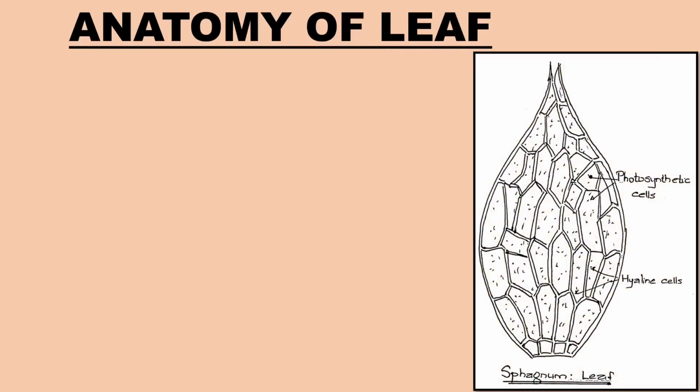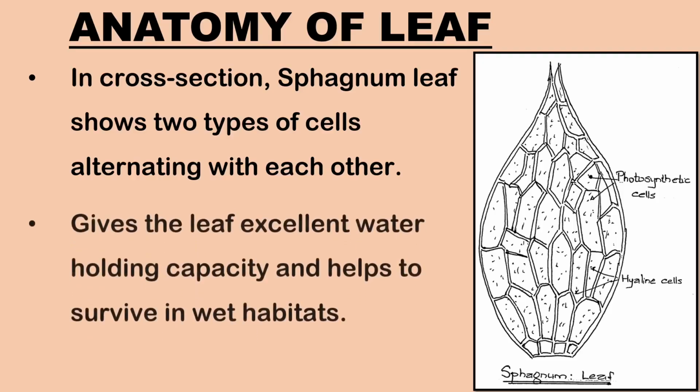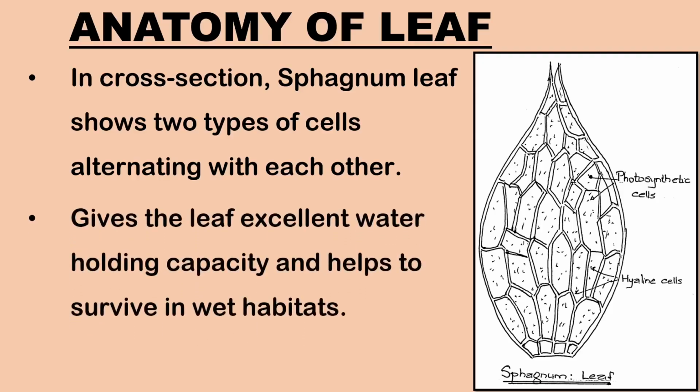Next, let us learn about the leaf anatomy of Sphagnum. In a cross section, the Sphagnum leaf shows two types of cells regularly alternating with each other to form a net-like or reticulate pattern which gives the leaf excellent water-holding capacity and helps it to survive in wet habitats.